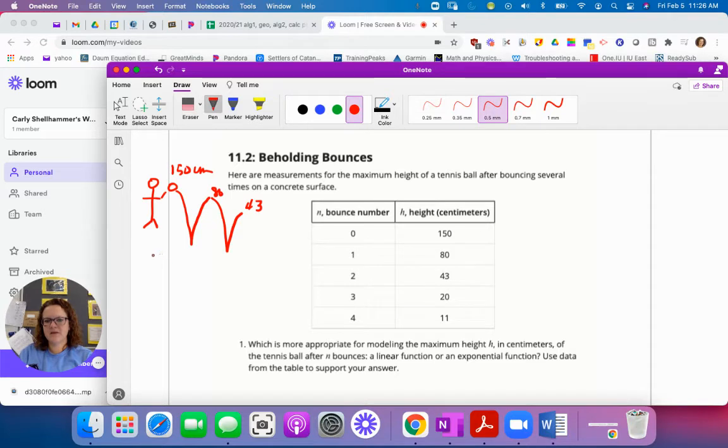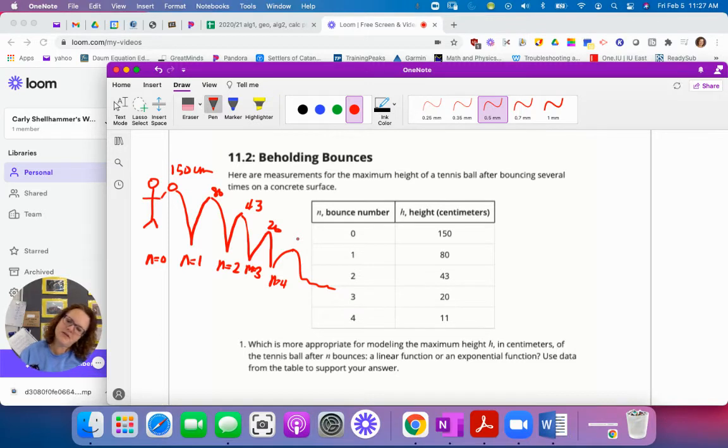So the number of bounces is 0. After the number of bounces is 1. After the number of bounces is 2. Okay, this is what is going on. So that would be after the number of bounces equals 3. We're at 20. And that fourth bounce, I love how my picture is sort of leaning off to the side. This is 11, and then it just dribbles and rolls away.